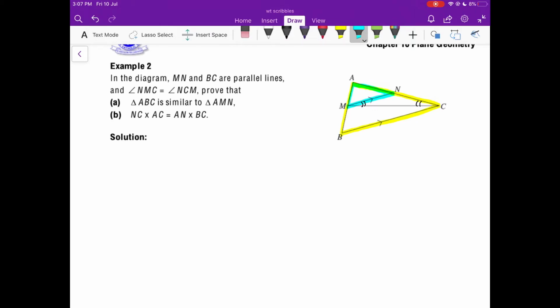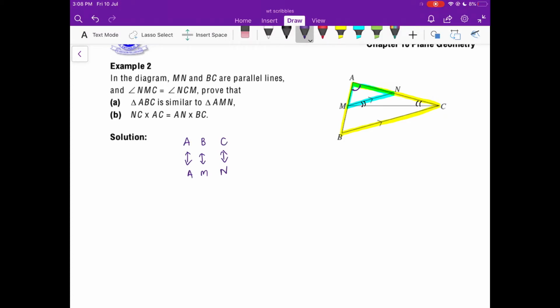Okay, so we know that MN and BC are parallel. Let us consider these two triangles. First, we have a common angle, and the common angle here will be angle A. So both have angle A. Write them down: A, B, C, followed by A, M, N.